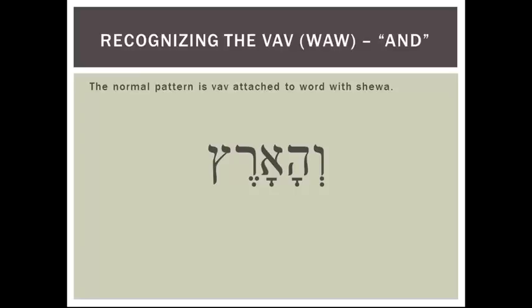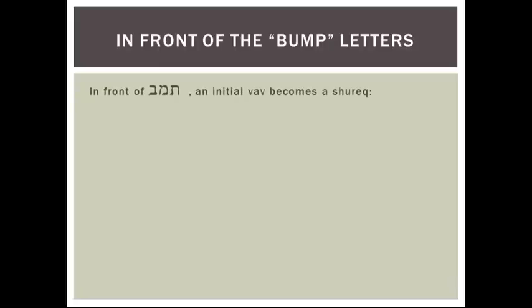Now the vav can do some variations in its vowels and the way it looks. So for example, you don't necessarily need to know this if you're not learning the full shebang of Hebrew, but if the vav is in front of either the letter beit, mem, or pei, the bump letters, then it becomes a shureq. The bump letters are beit, mem, and pei. So here we have u-vein. The v sound comes from the beit, not from the vav in this case.